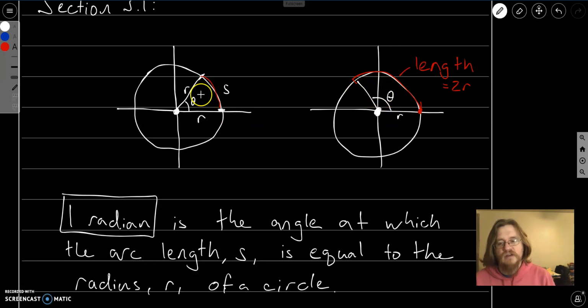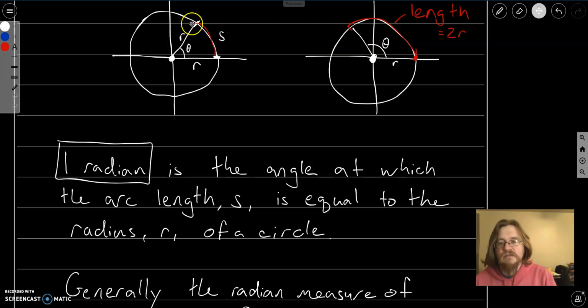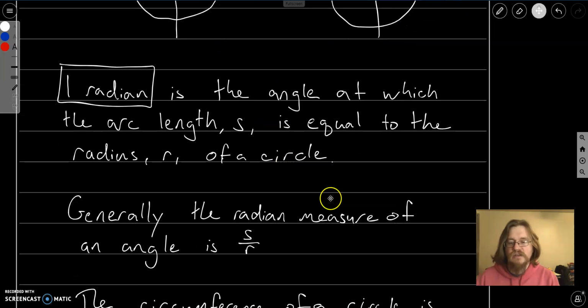So we can talk about a 1 radian wide angle, a 2 radian wide angle, 3 radians, 4 radians. This is an alternative to degrees. Again, we can talk about an angle that's so many degrees wide, or we can talk about an angle that's so many radians wide. So how do we define radians in general? I know where 1 radian is. It's about right there, where the arc length and the radius are the same. Generally, the radian measure of an angle is going to be the arc length divided by r.